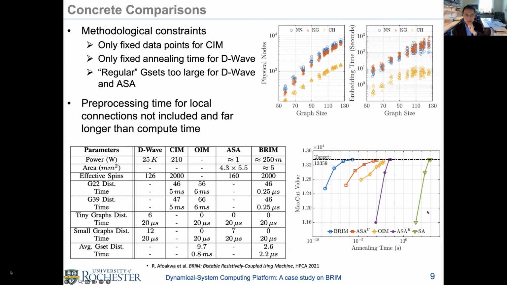This, I forgot exactly what this is, G22 perhaps. The x-axis is time and log scale. Y-axis is max cut. The higher, the better. The target is the best known solution for this particular graph with a particular value. What we run is we take different annealing times and run them and measure, again, the best out of 20 runs. This curve shows simulated annealing on a desktop machine. This is the BRIM simulation.